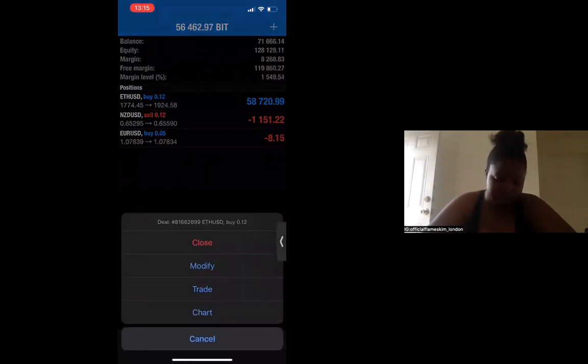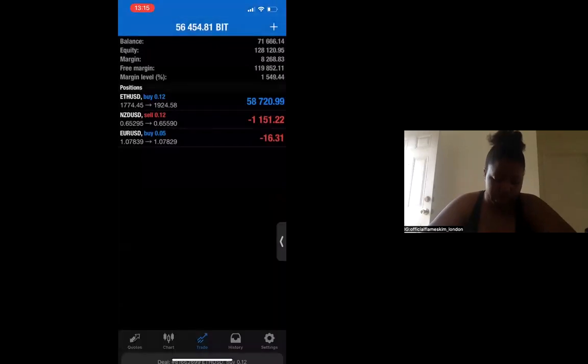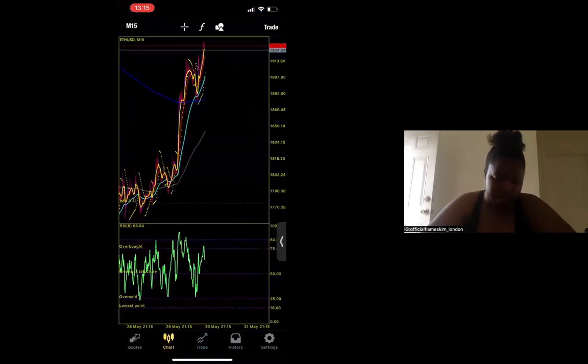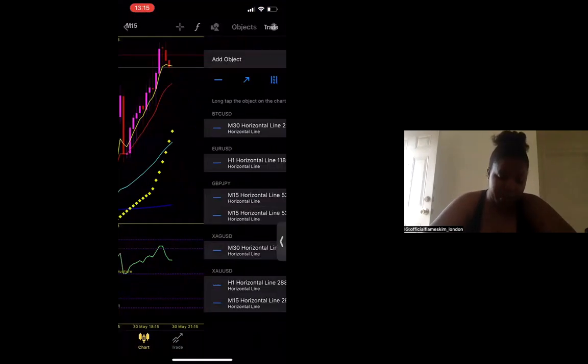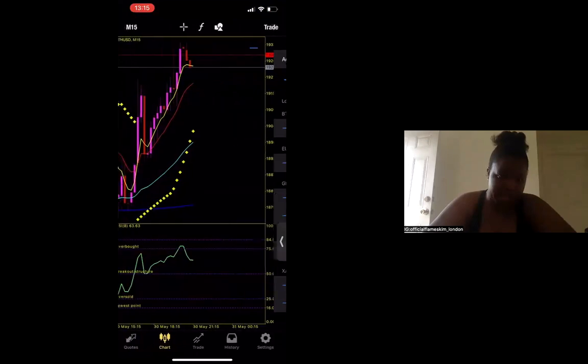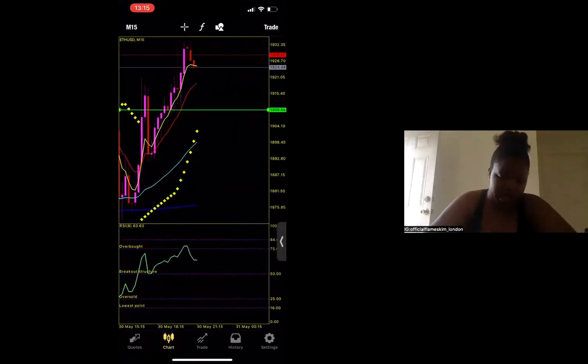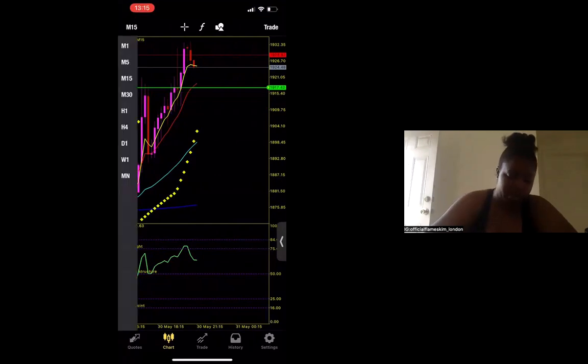Now if you wanted to move your SL up in profit, all you would have to do is hold down on a trade, click on chart. All right, and if you wanted to move your SL up in profit, all you would have to do is click on the shapes right here, get the horizontal line. All right, and what I could do is just move my SL up in profit, right?